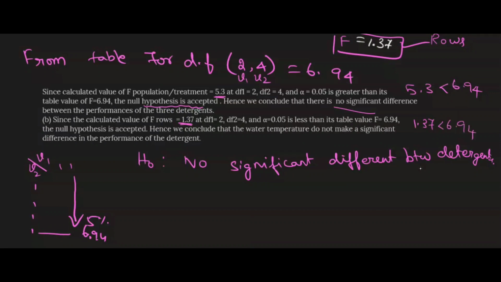So we are accepting the other hypothesis also. There are two hypotheses, and there is no significant difference between the water temperatures. So we conclude that we are accepting the null hypothesis.